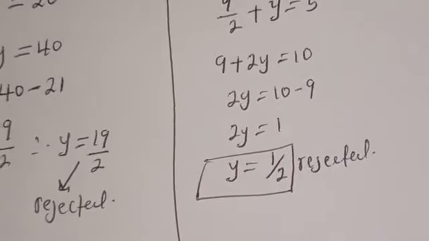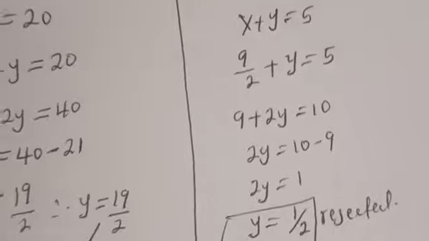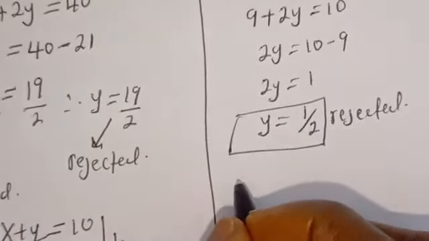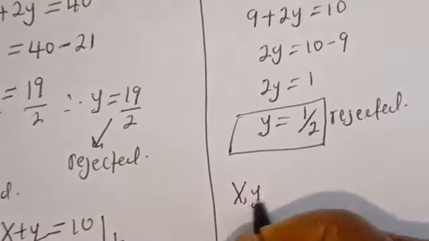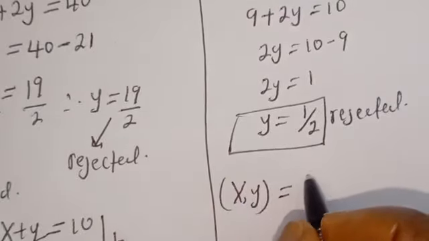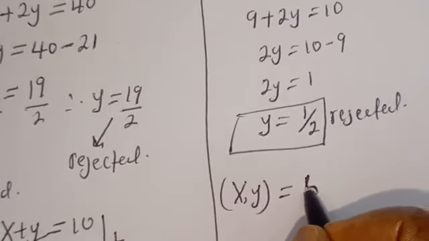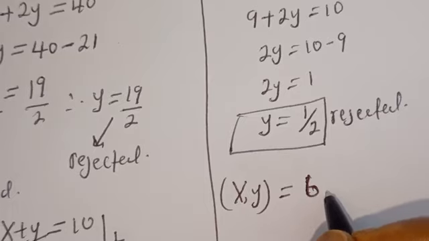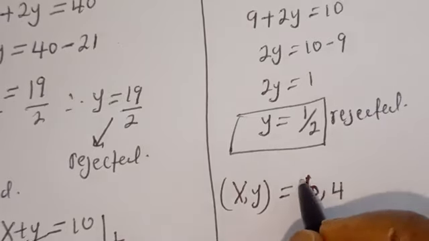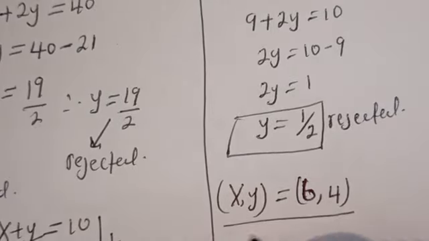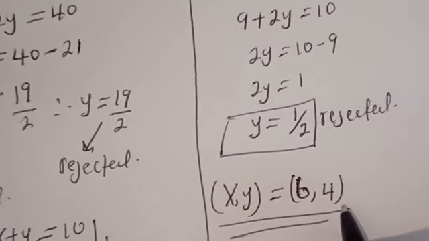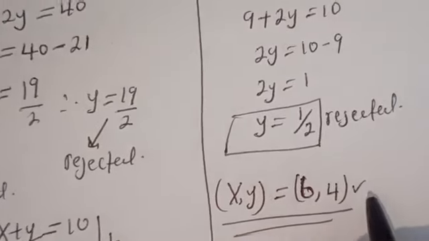So therefore, the only natural number solution we have is (x, y) equal to (6, 4), and this is the final answer. Let's check to confirm if this answer is right or wrong.